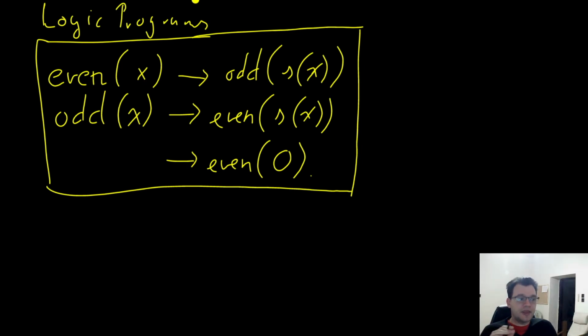And usually when a programmer writes such a program, then in their mind these three statements have the following meaning. If x is an even number, then the successor of x, so it's x plus 1, is an odd number. Yeah, that's true. And the second one says that if x is an odd number, then the successor of x, so x plus 1, is an even number, which is also true. And the third one says that 0 is an even number, and that's also true. So that's usually the meaning, the semantics of these clauses or statements.